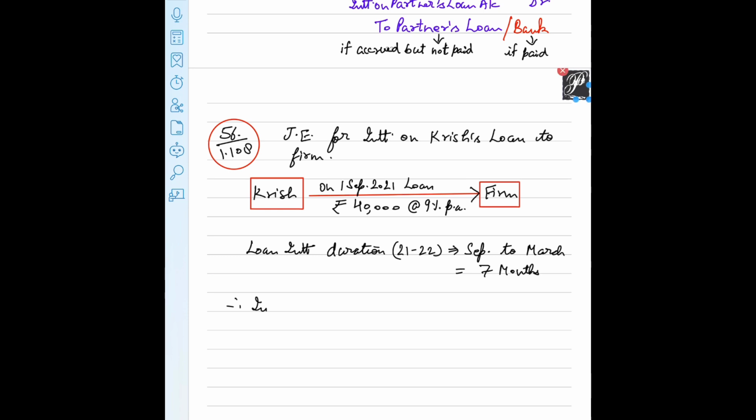Therefore, interest on loan shall be 40,000 into 9% into 7 by 12. 9 fours are 36,000, so 3,600 into 7 by 12. 3 sevens are 21,000, so 2,100 shall be the interest on loan. Now the journal entry.